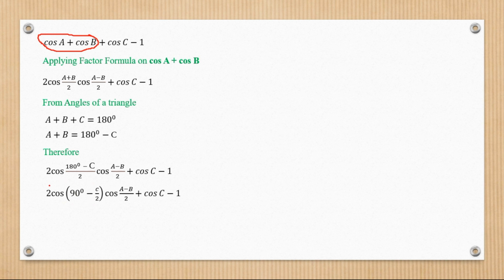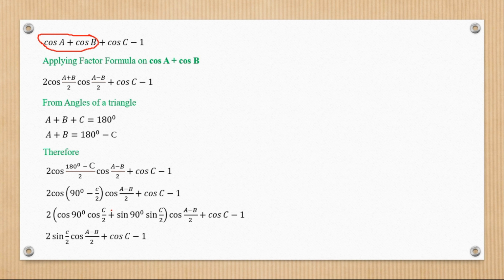Now this reminds me of compound angles, and we're going to expand this as a compound angle. When you expand that, we end up with this expansion. Now when we press in our calculator, cos of 90 is 0, so whatever value is here disappears, and sine of 90 is 1. Yes, sine of 90 is 1, so we remain with sine C over 2. So this is what we remain with.